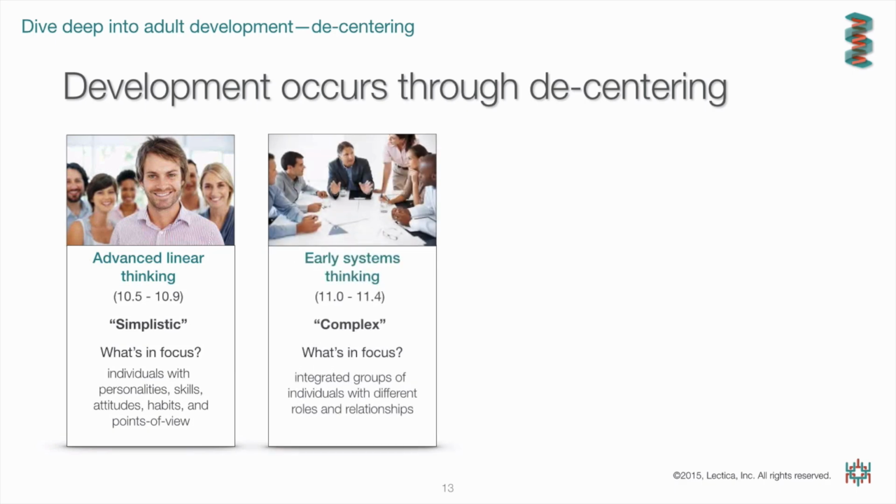In early systems thinking, between 11.0 and 11.4 on the Lectical scale, our ability to relate variables in nonlinear ways makes it possible to widen the view a little more. In this phase, we tend to see individuals and groups, which include teams, communities, and organizations in general, in terms of well-differentiated sets of qualities, roles, and kinds of relationships.